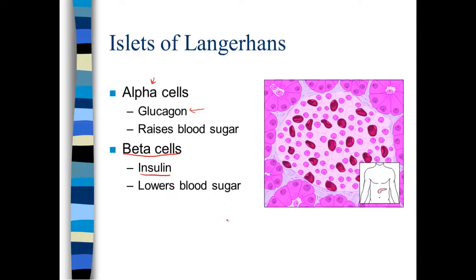So when we're talking about blood sugar, we're actually talking about the amount of sugar that's circulating in the plasma portion of your blood. So it's not the sugar that's stored in the cells. It's not stored anywhere. It's not the sugar that's being used. It's actually the amount of sugar that's in the blood. So glucagon raises blood sugar, and insulin lowers blood sugar.